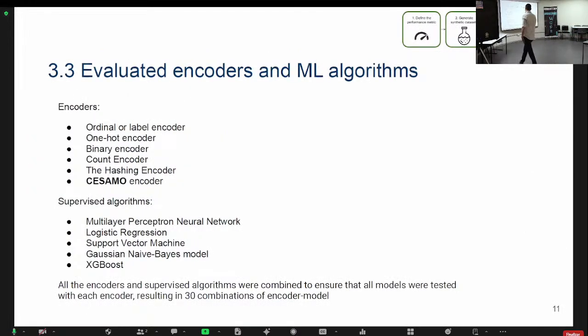Okay, so let's move on to the evaluated encoders. These were the encoders that we evaluated. We have the ordinal encoder, the one hot, the binary, the count, the hashing, and the Sesamo encoder. And on the other hand, we have the supervised machine learning algorithms. We have a neural network, a logistic regression, a support vector machine, a Gaussian naive Bayes, and the XGBoost. All the encoders and supervised machine learning algorithms were combined to ensure that all models were tested with all the encoders. And we finally have 30 combinations of models and encoders.